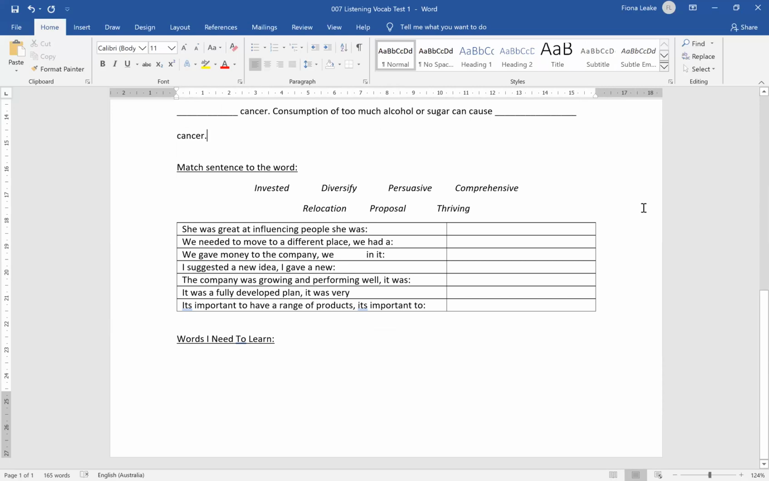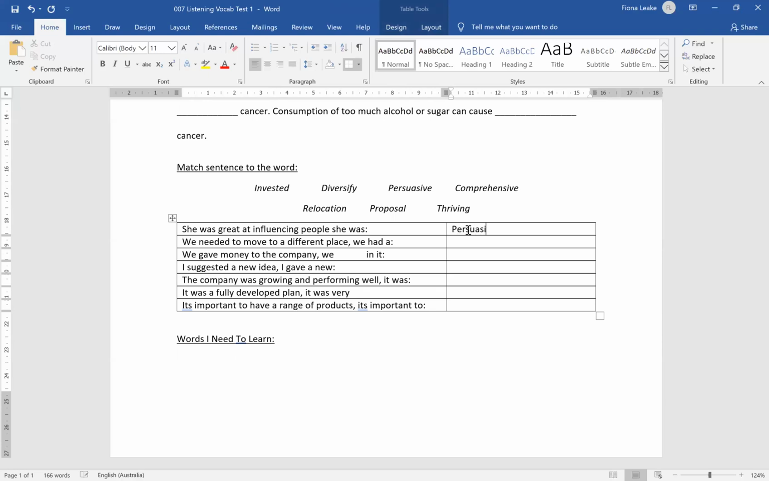Match sentence to the word, and the words we have are invested, diversify, persuasive, comprehensive, relocation, proposal, and thriving. She was great at influencing people. She was persuasive. So that will be 1 mark. We need to move to a different place. We had a relocation. If you're moving from one place to another, you are relocating, you have relocated, or having a relocation. We gave money to the company, we invested in it. I suggested a new idea, I gave a new proposal.